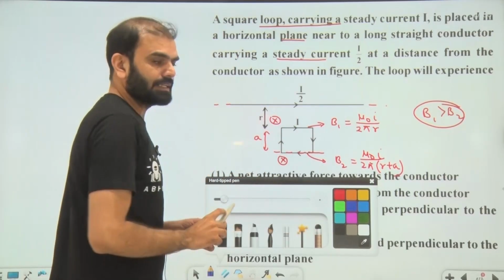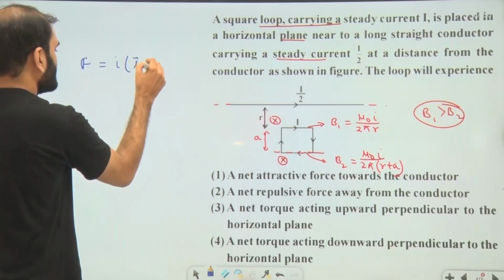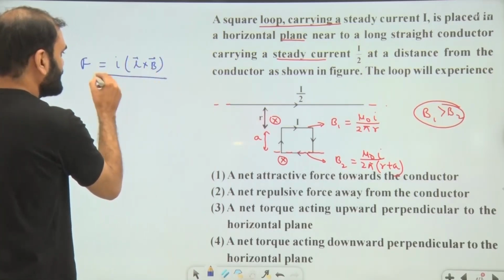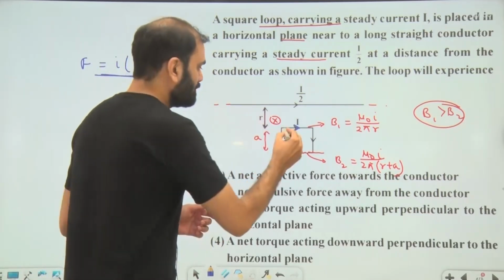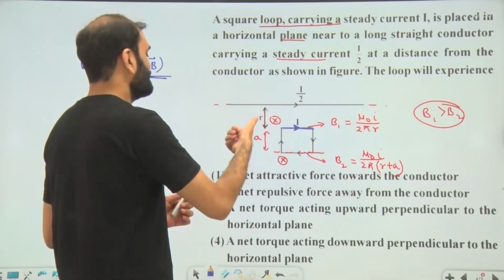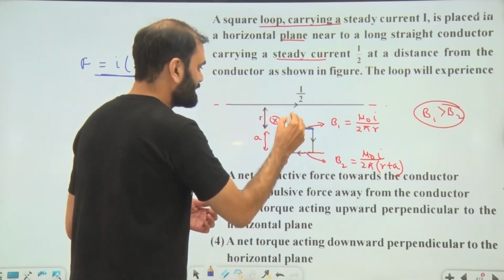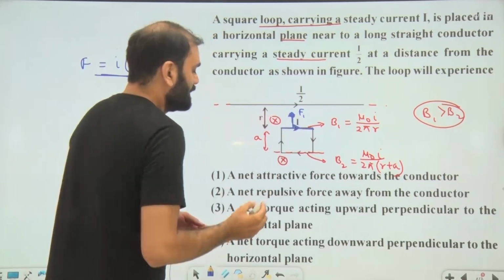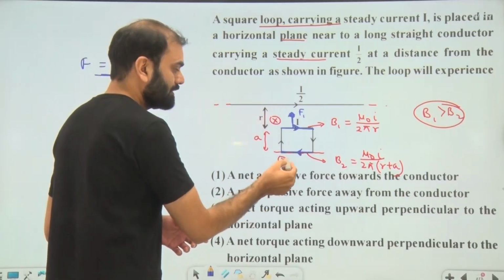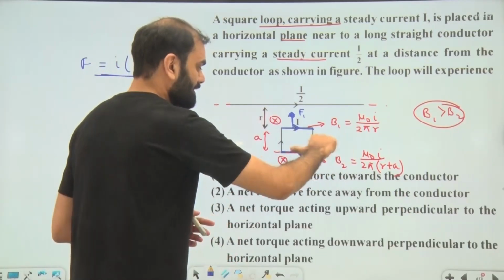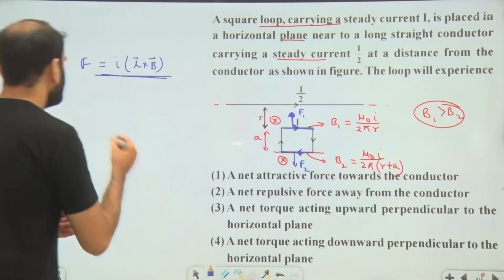The force on a current carrying wire can be written as I into L vector cross B vector, and the direction of the L vector is in the direction of the current. For this wire, L vector and B vector inward, so the force will be towards the infinite wire, let's say force F1. Now look at this other wire: the current is flowing like that, and the magnetic field is also inward, so the force will be downward. That's the force F2.